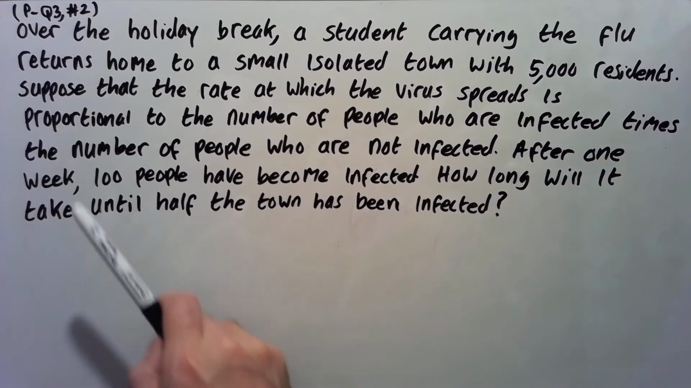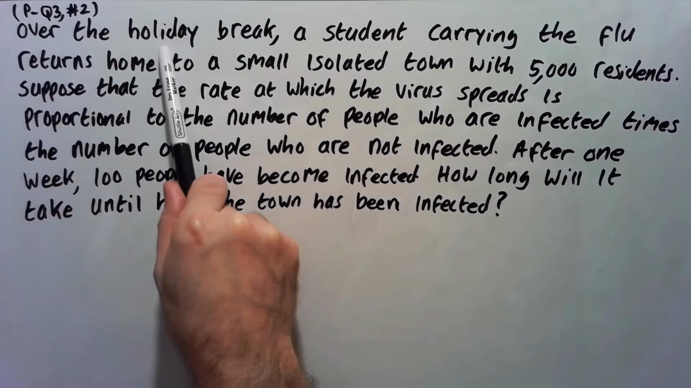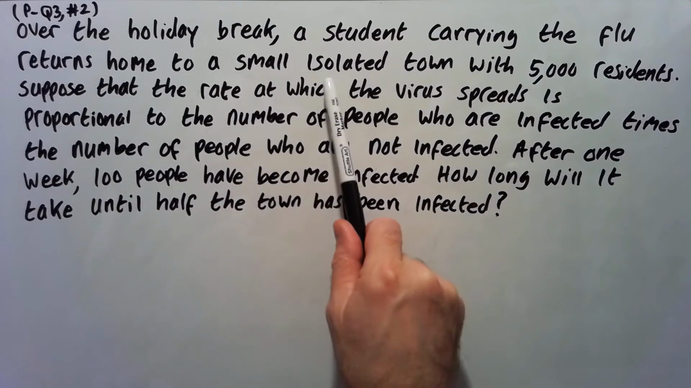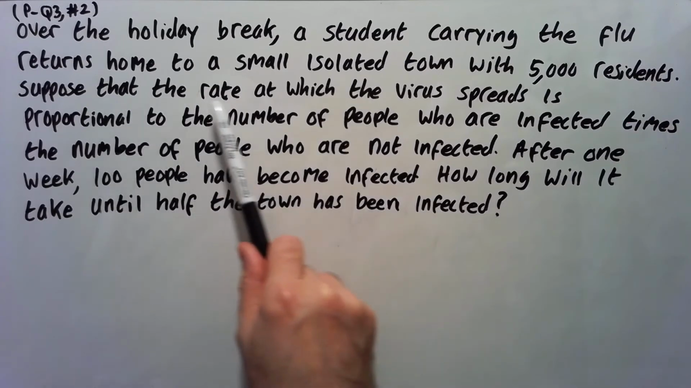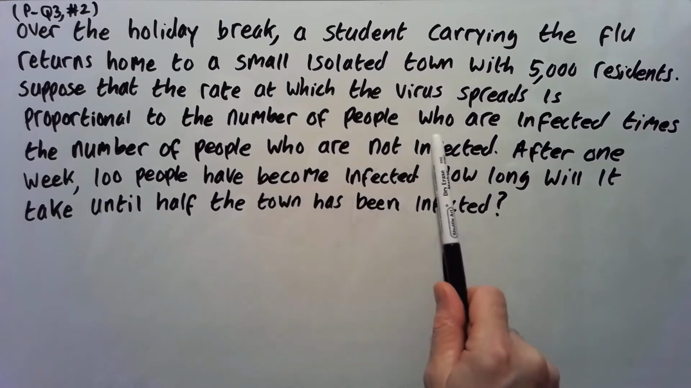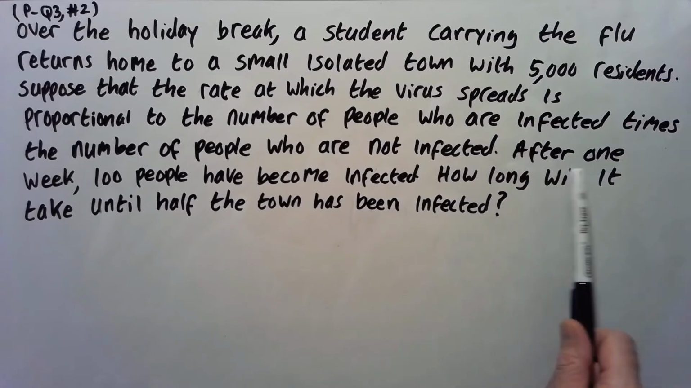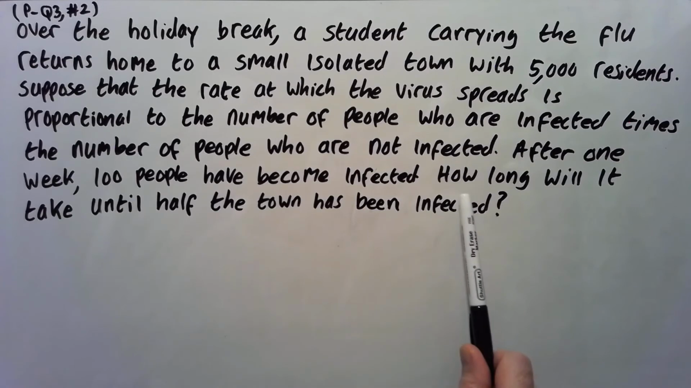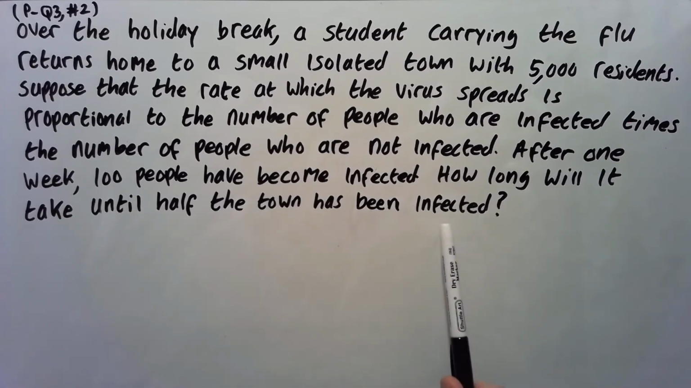Okay, so let's take a look at an example. This is practice quiz 3, question 2. It says, over the holiday break, a student carrying the flu returns home to a small isolated town with 5,000 residents. Suppose that the rate at which the virus spreads is proportional to the number of people who are infected times the number of people who are not infected. So after 1 week, 100 people have become infected. So the question is, how long will it take until half the town has been infected?